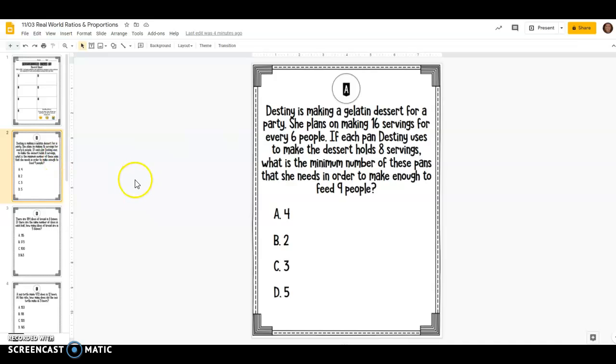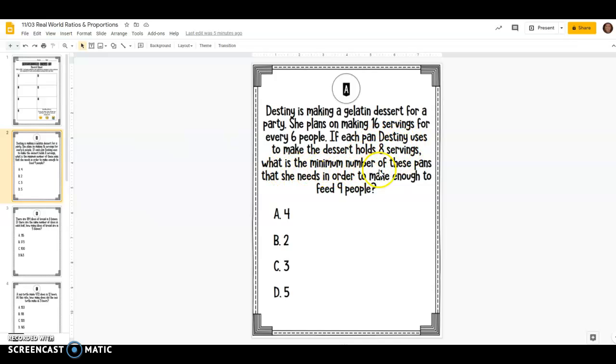If you look here, here is slide 2. So let me go over an example of reading. Destiny is making a gelatin dessert for a party. She plans on making 16 servings for every 6 people. Okay, I automatically see my word ratio. We're talking about servings over people. If each pan Destiny uses to make the dessert holds 8 servings, here's a quantity they give me.